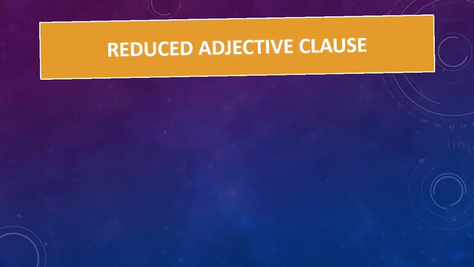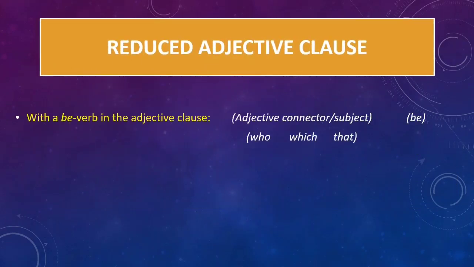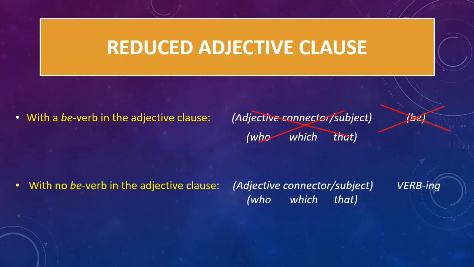As the conclusion of reduced adjective clause, if there is a to be in the adjective clause, we should omit the adjective clause connector and the to be. Meanwhile, if there is no to be in the adjective clause, we should omit the adjective clause connector and change the verb into verb ing.